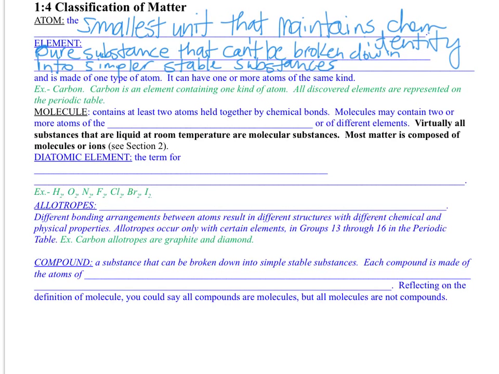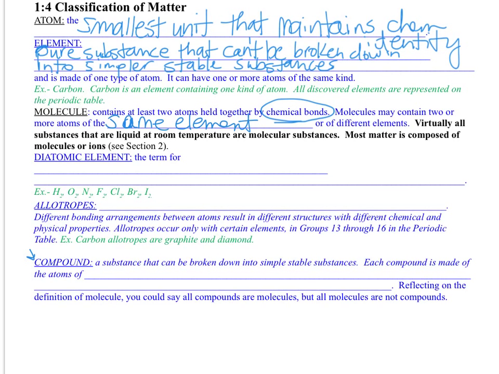Next is a molecule. It contains at least two atoms held together by chemical bonds. Molecules may contain two or more atoms of the same element, or of different elements. And we'll talk about this distinction a little bit more when we get down to compound.